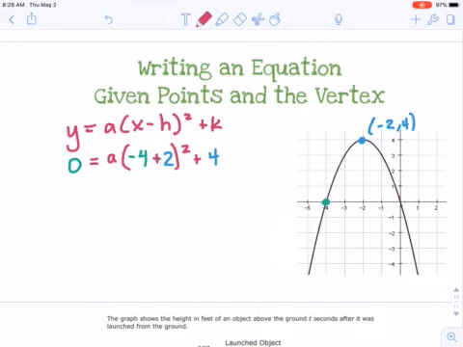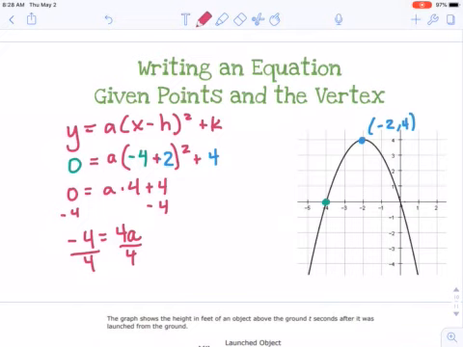Now I'm just going to pretty much PEMDAS and solve for a. So I'm going to leave 0 alone, leave a alone. Negative 4 plus 2 is negative 2. Negative 2 squared is 4. So I'm going to subtract 4 from both sides. So I get negative 4 equals 4a. Divide both sides by 4. So a equals negative 1.